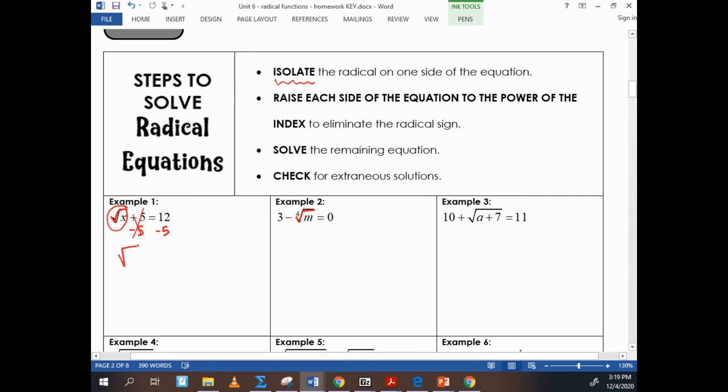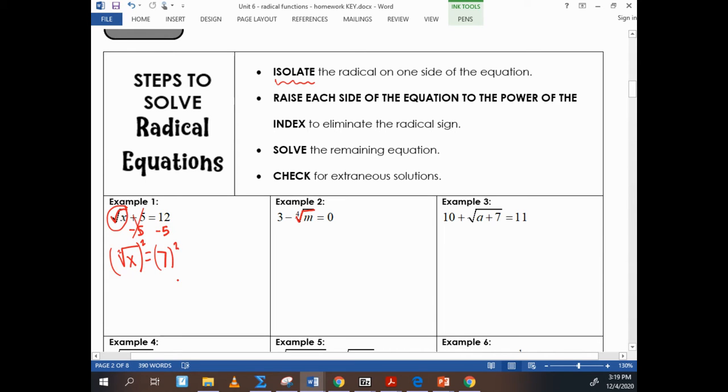Then my square root of x is now what we call isolated. It's all by itself over on the left side of our equation. 12 minus 5 is 7 right there. Now the second step is you've got to undo the square root. The way that you do that is you raise each side of the equation to the power of the index. The index is just what root it was. This again is a square root, so the opposite of a square root is to square both sides of the equation.